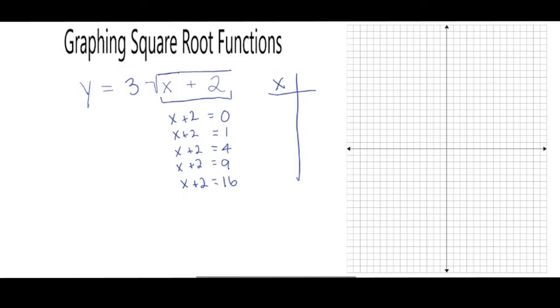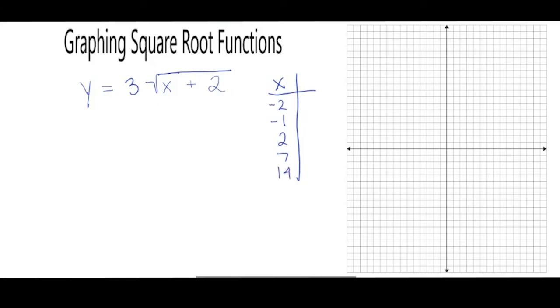Okay, so x plus 2 equals 0. What number can I plug in for x to make that 0? Negative 2 would make that 0. Now, how about x plus 2 equals 1? Negative 1 would work. How about x plus 2 equals 4? What plus 2 equals 4? Well, 2 plus 2 equals 4. Now, x plus 2 equals 9, so that would be 7. And 14 plus 2 equals 16.